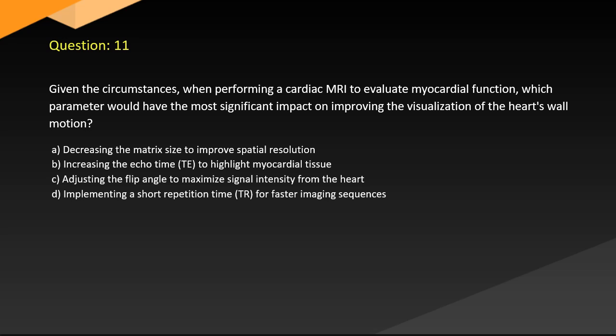Question 11. When performing a cardiac MRI to evaluate myocardial function, which parameter would have the most significant impact on improving the visualization of the heart's wall motion? A. Decreasing the matrix size to improve spatial resolution. B. Increasing the echo time (TE) to highlight myocardial tissue. C. Adjusting the flip angle to maximize signal intensity from the heart. D. Implementing a short repetition time (TR) for faster imaging sequences.